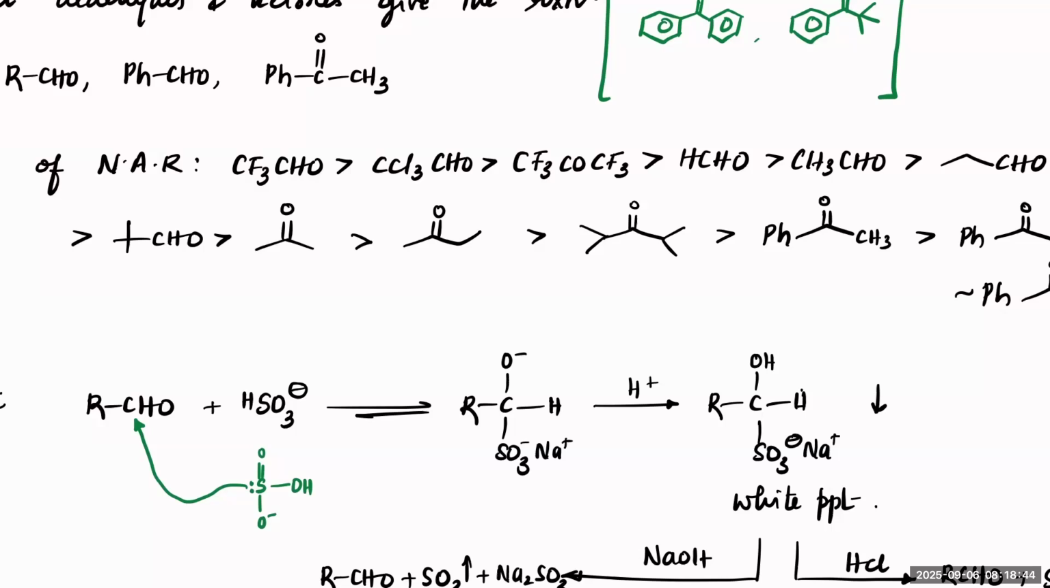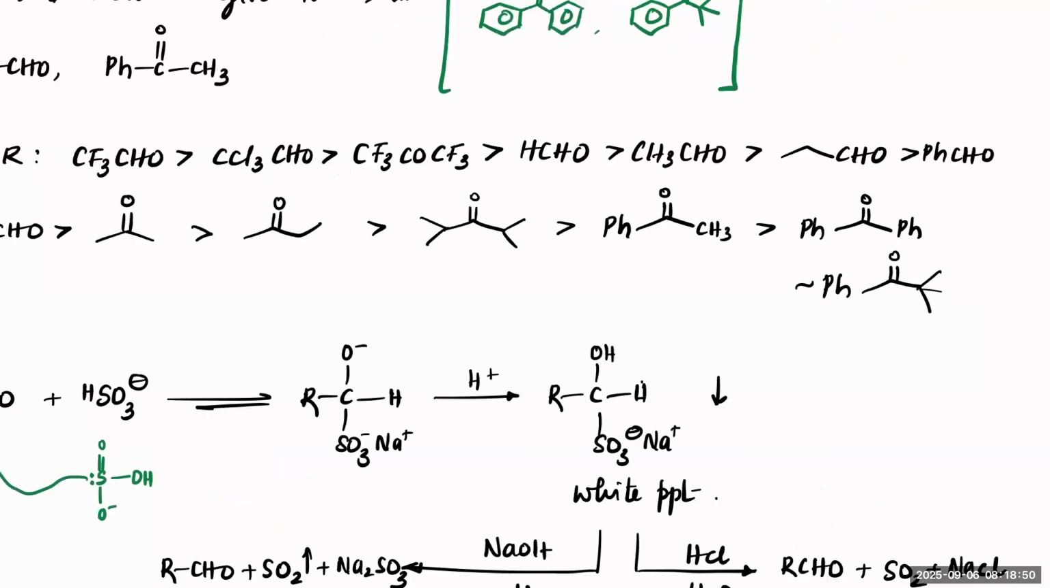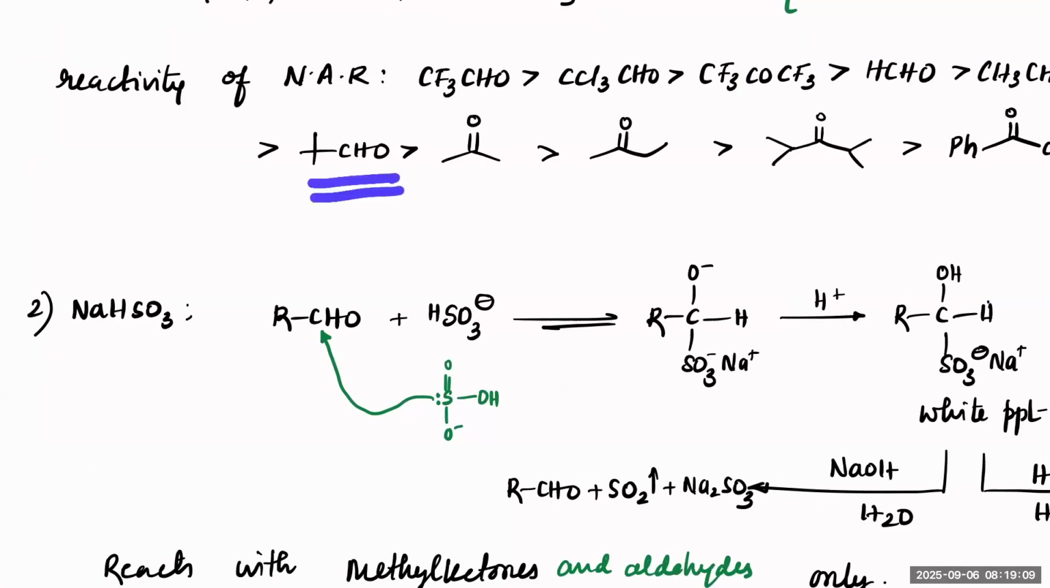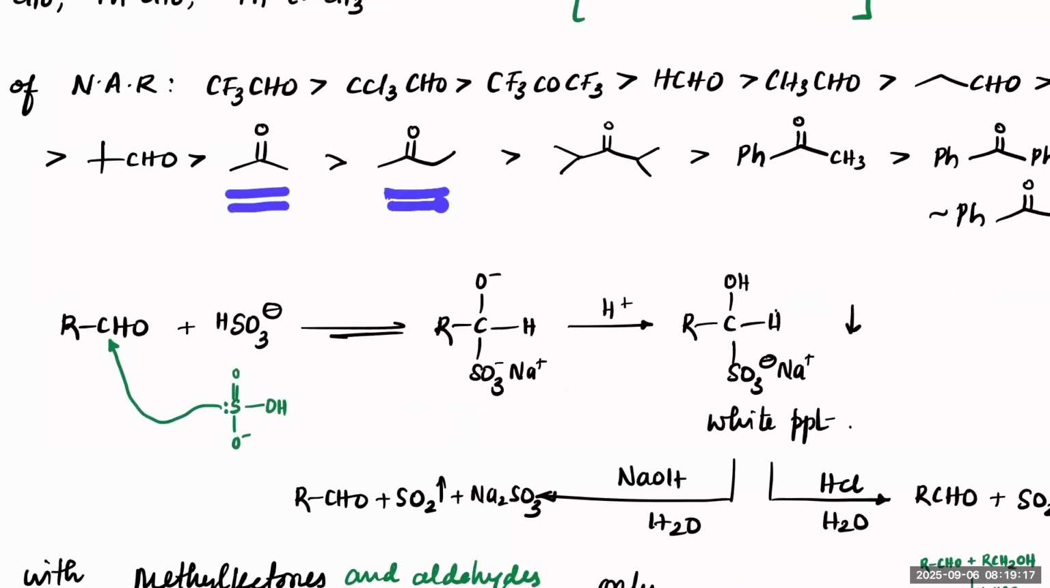Then comes formaldehyde, then acetaldehyde. That means normal aldehydes are all first. Then CH3, and as you can see, the bulkiness is increasing. Propanaldehyde, benzaldehyde. Why is benzaldehyde less? Because the pi bond on benzene will resonance stabilize and decrease the positive charge on carbon. Next comes a very bulky aldehyde. After that come ketones, basic ketones. Then slowly the ketones start getting bulkier, more bulky ketones. Then again, a phenyl substituted ketone will be very less reactive.